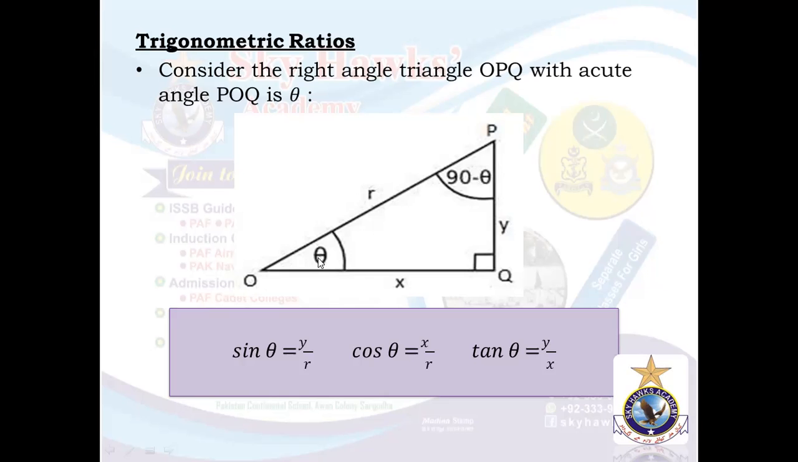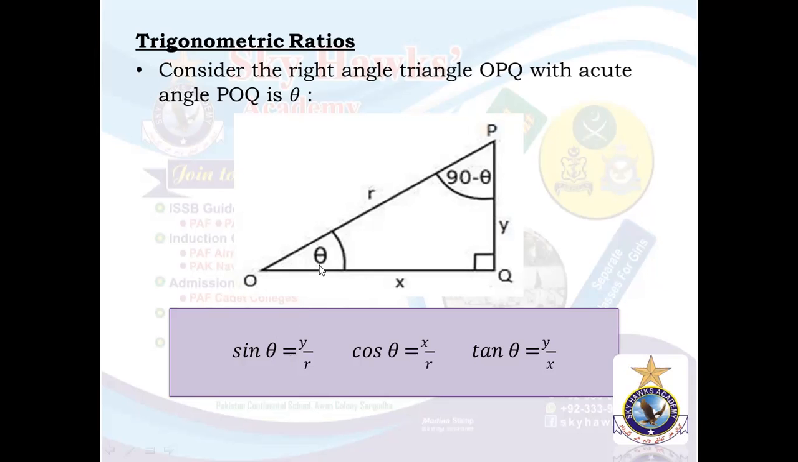But this time we are looking for the ratios with respect to this theta. So you will have to recall SOHCAHTOA. Recalling that: SOH, and then CAH, then the last one, TOA. That was what we were talking about last time.